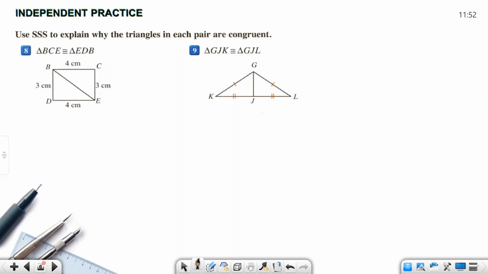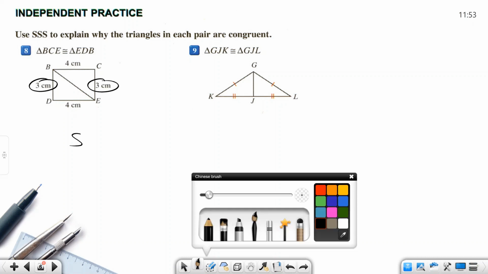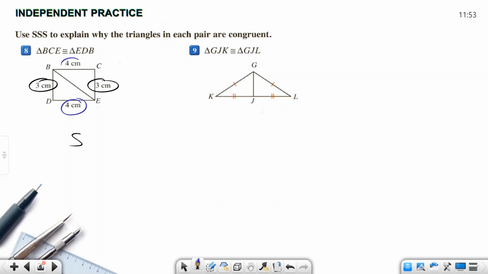Let's continue. As you see, 3 centimeters and different angles. So the first side, 4 centimeters. Let's change the color here. You can write it by yourself. Another side: you need to say BD is equal to CE, DE is equal to BC, and BE is the common side. So 1, 2, 3 sides. They are congruent. I told you at the guided practice I wrote them, but now I'm not writing all of them.